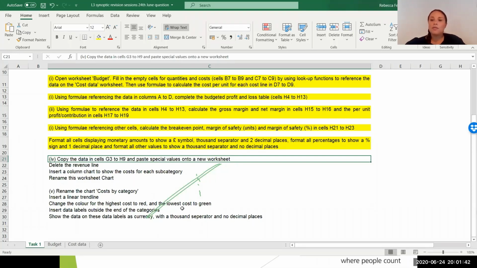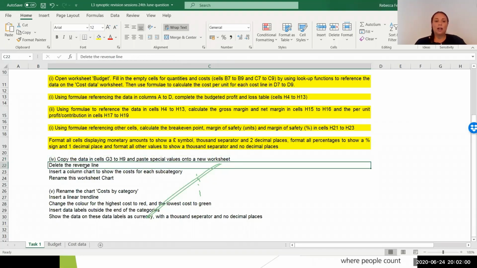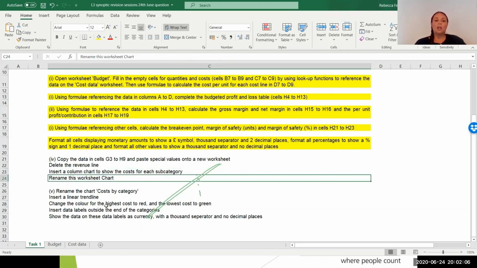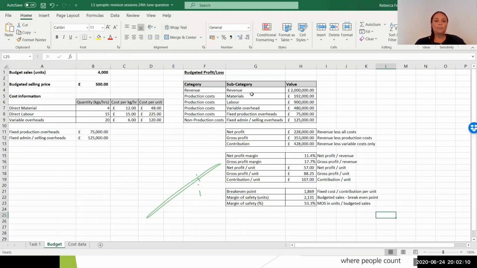So we've got a graph to do today. I tried to mix it up with the different things that we've got to do. Copy the data in cells G3 to H9 and paste special values into a new worksheet. That's always really important, that paste special values bit. Delete the revenue line and insert a column chart to show the cost for each subcategory and rename this worksheet chart. So G3 to H9.